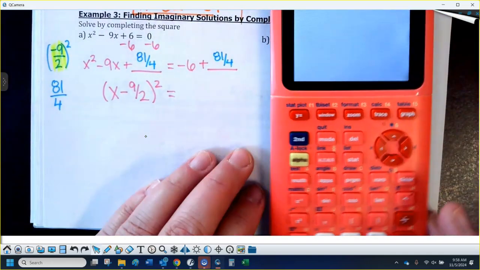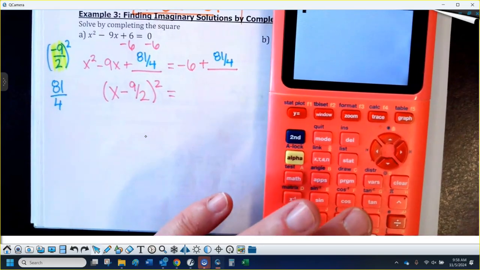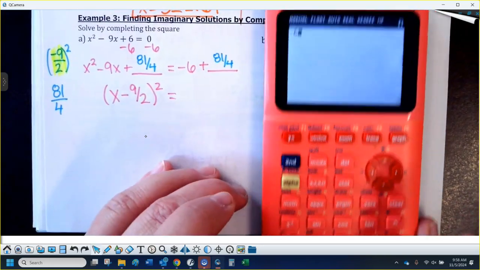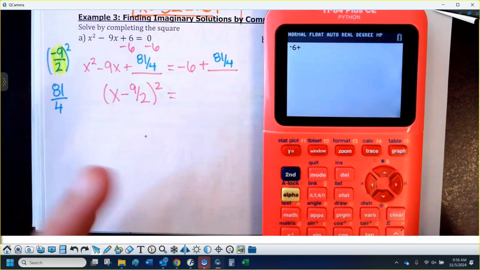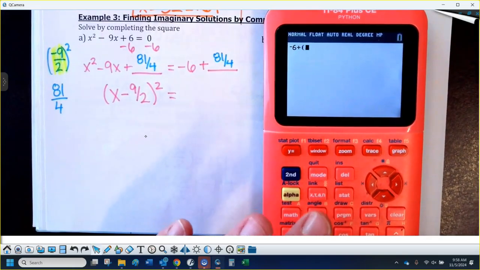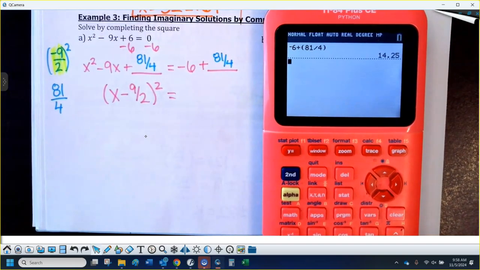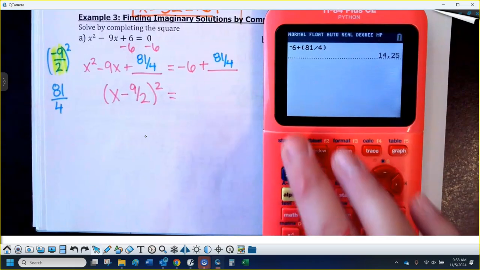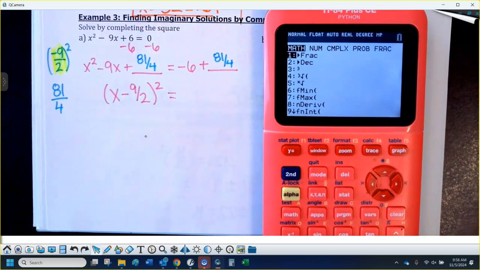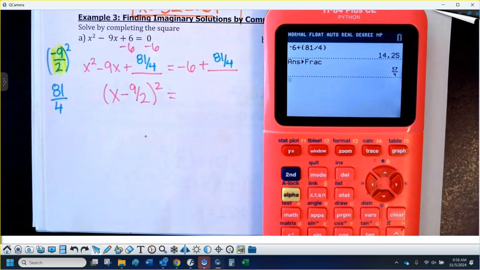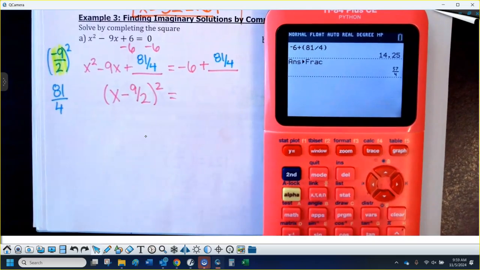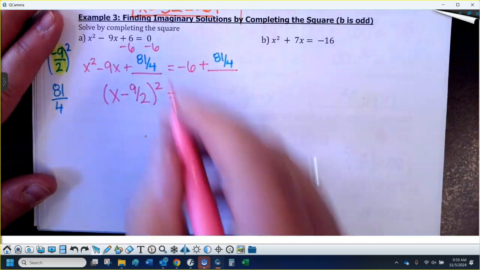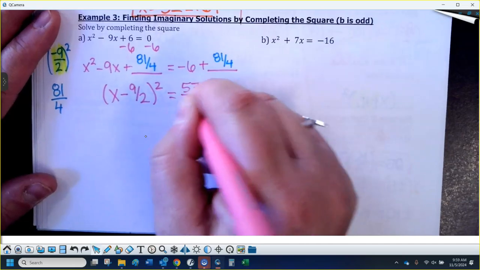So I'm just going to use my favorite button. All right, we're going to do negative 6, and then I'm going to be on the screen so you can actually see it. I'm just going to put parentheses around this. So plus 81 over 4. And I'm going to hit equals. And I could probably convert that, but I'm lazy. So I'm going to hit math, which is the 4th button down here, and just hit enter twice, and that'll give it to you as a fraction in lowest terms. And you want it as a fraction, which you're going to see in a second. So I'm going to get 57 over 4.